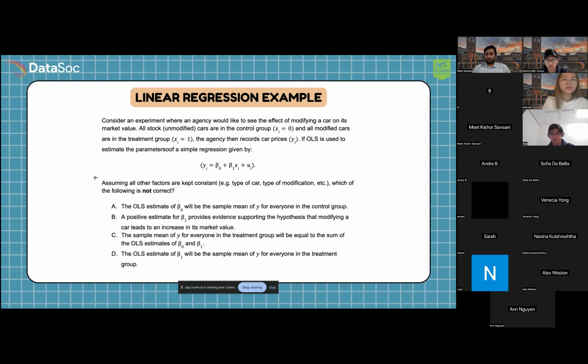like for example type of cars, type of modification, and the years of the cars, which of the following is not correct? A. The OLS estimate of b0 will be the sample mean of y for everyone in the control group. B. A positive estimate of b1 provides evidence supporting the hypothesis that modifying a car leads to an increase in its market value. C. The sample mean of y for everyone in the treatment group will be equal to the sum of the OLS estimates of b0 and b1. And D. The OLS estimate of b1 will be the sample mean of y for everyone in the treatment group. I will give you some time to think about this, and if you feel like it, you can put your answers in the chat.